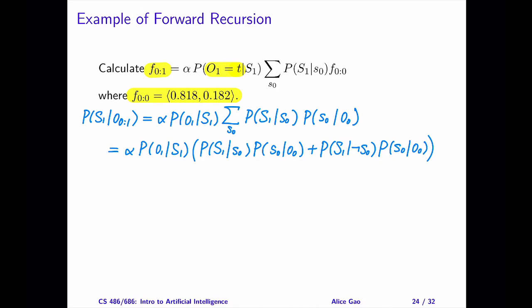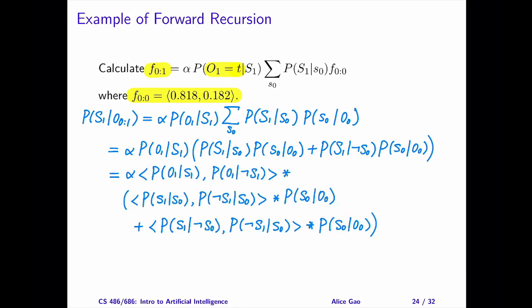Third, let's write out two terms for S1 explicitly. Every time S1 appears in a term, we should write down two values in angle brackets. The first value corresponds to the case when S1 is true, and the second value corresponds to the case when S1 is false. At this point, every variable in any term is a small letter. This means that we have explicitly written out the values of all the variables. We're ready to plug in numbers.